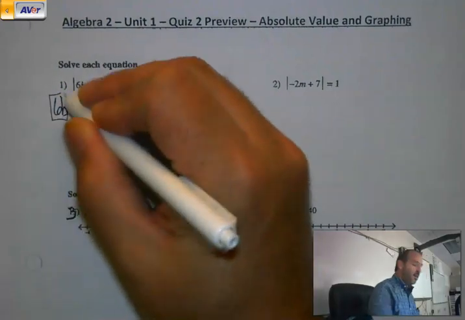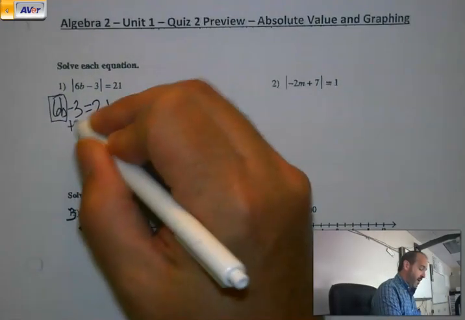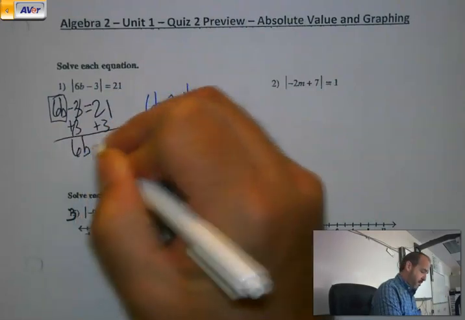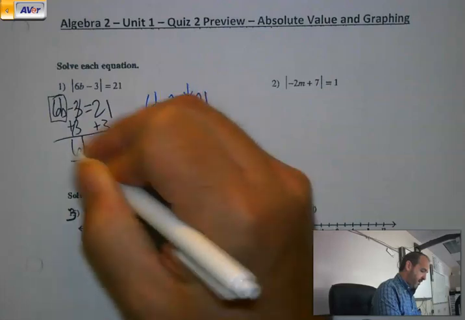So again, it's all about isolating my variable term. So we got that boxed in. We're going to do the opposite of minusing 3 here. And we're going to divide by 6.